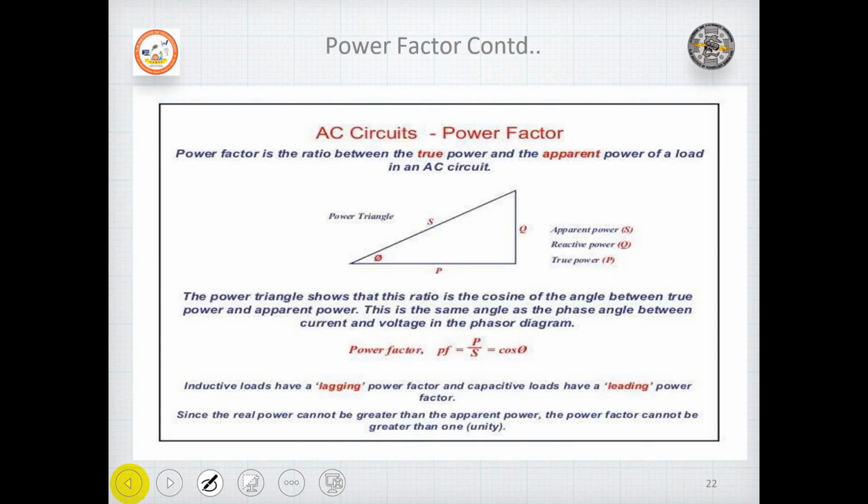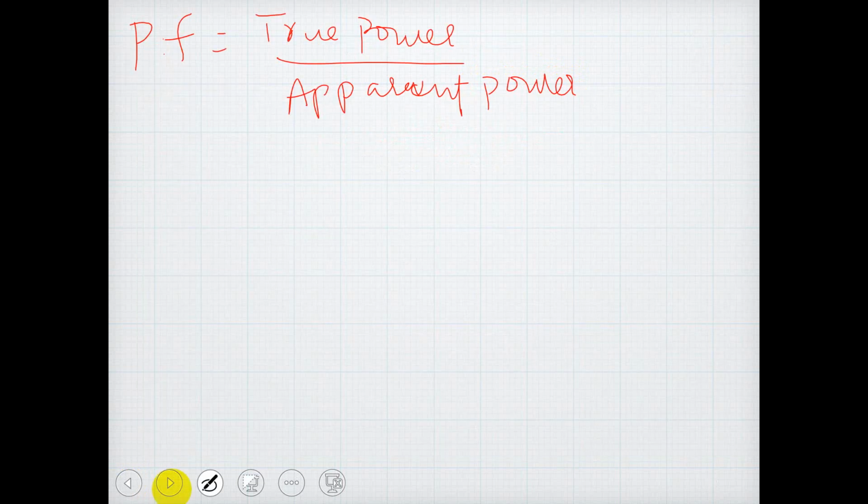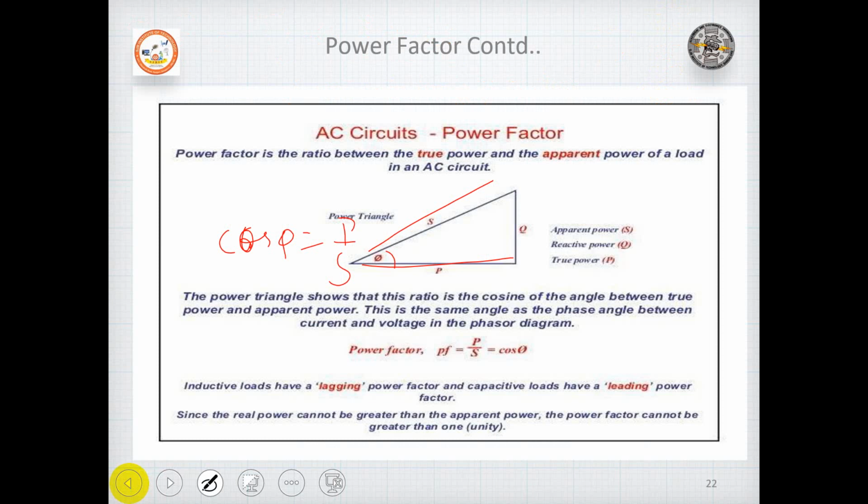If you look at this triangle, this is the power factor. Power factor means cos phi. So cos phi is equal to adjacent side by hypotenuse, so P by S. True power is P, and S is your apparent power. So power factor can be written as P by S, that is what we have written here. So it is the factor which decides the true power consumption in the circuit.